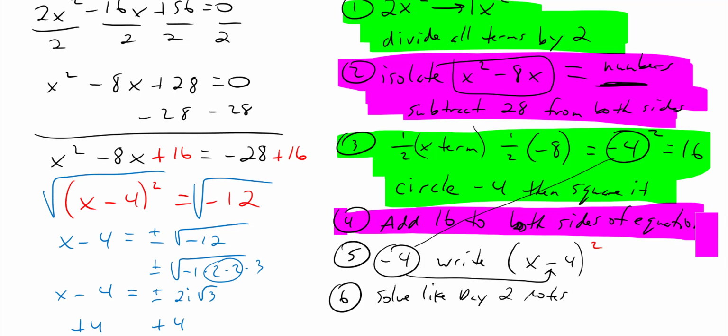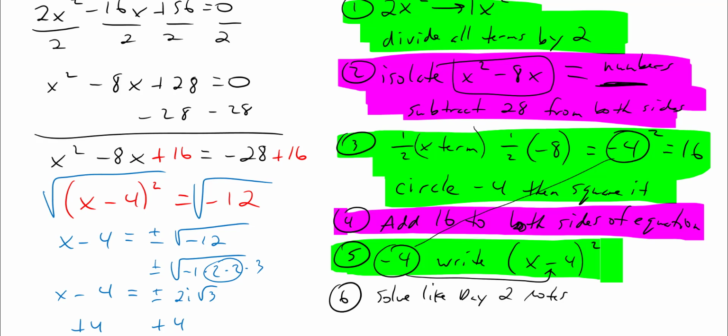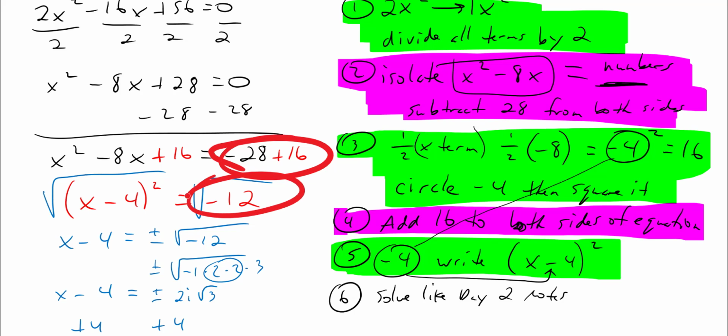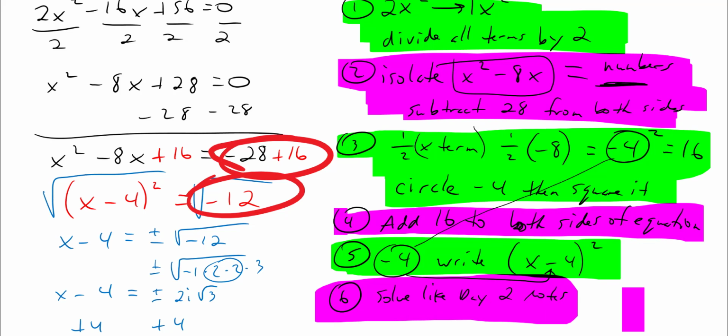Okay. And then you're going to take that negative 4 that I circled, and you're going to write that as, in this case, x minus 4 quantity squared. So here it is. Write as x minus 4 quantity squared. Okay, and then your last step, so again, I didn't really make the big deal of this, but you're basically taking that negative 28 plus 16 to give you the negative 12. And then your last step is to solve like day 2 notes, and use the square root method.